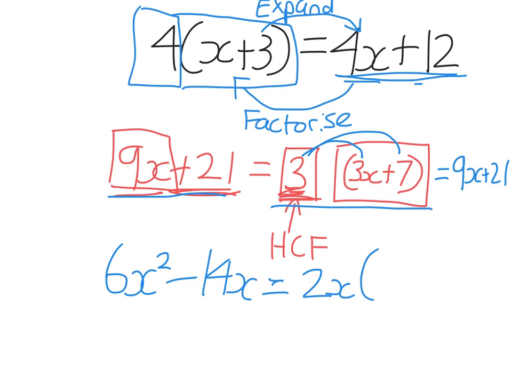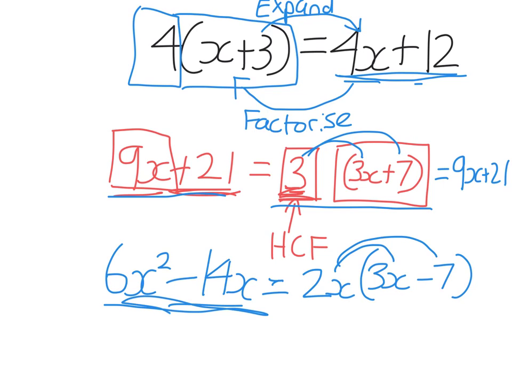What do I times by 2x to get 6x squared? I must times it by 3x. What do I times by 2x to get negative 14x? If you like, I'm also asking what is negative 14x divided by 2x? And that just becomes minus 7. So again, if I expand this expression, I will get the thing I originally started with. So let's try another example.